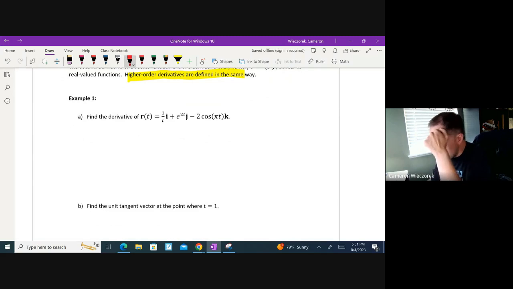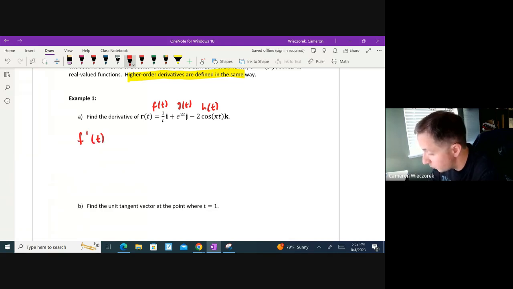Find the derivative of r of t equals 1 over t i plus e to the 2t j minus 2 cosine of pi t times k. So here's my f of t function, here's my g of t function, and here's my h of t function. Okay. And so my derivative of that vector valued function is just going to be the derivative of each of the component functions. So I like to compute them separately and make my vector when I'm done.